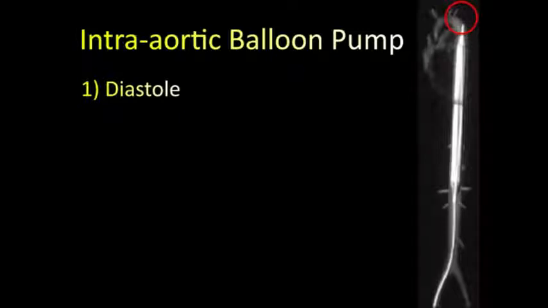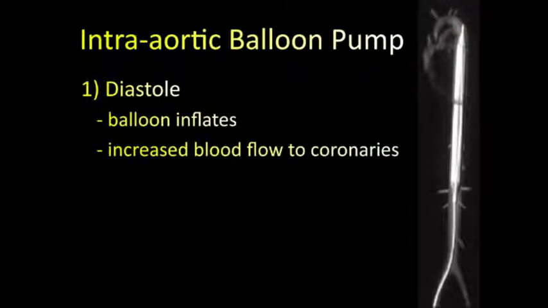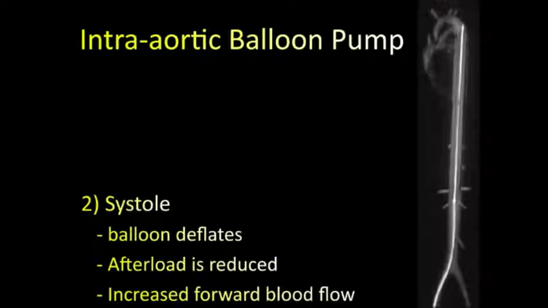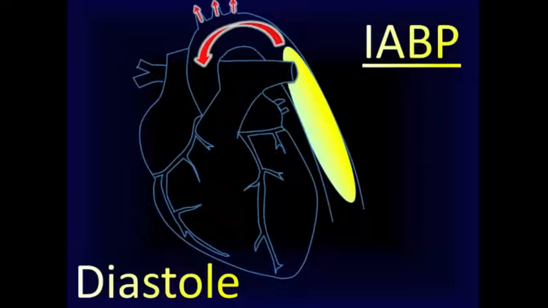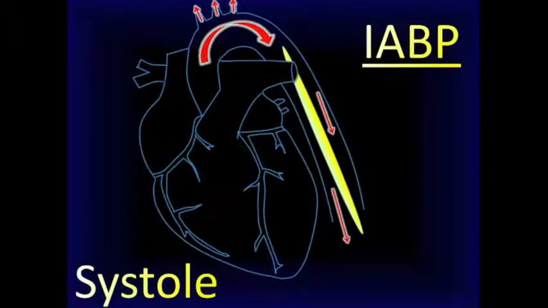Now, the essential thing to know, the very least you should know about these pumps, is the following. In diastole, the balloon inflates, and that causes increased retrograde blood flow with a subsequent increase in blood flow to the coronary arteries. And in systole, the balloon deflates, and the result of this is decreased afterload. Those are two very important things to know. So in diastole, the balloon inflates, causing increased retrograde flow, and thus increased blood flow to the coronaries. And in systole, the balloon deflates, afterload is decreased, and forward blood flow increases.